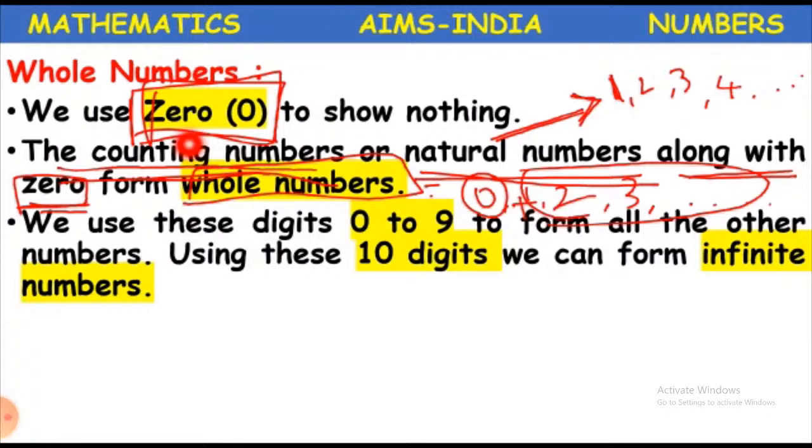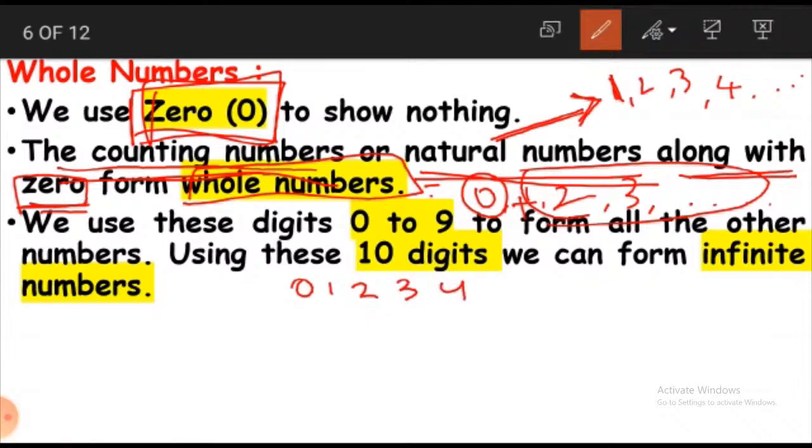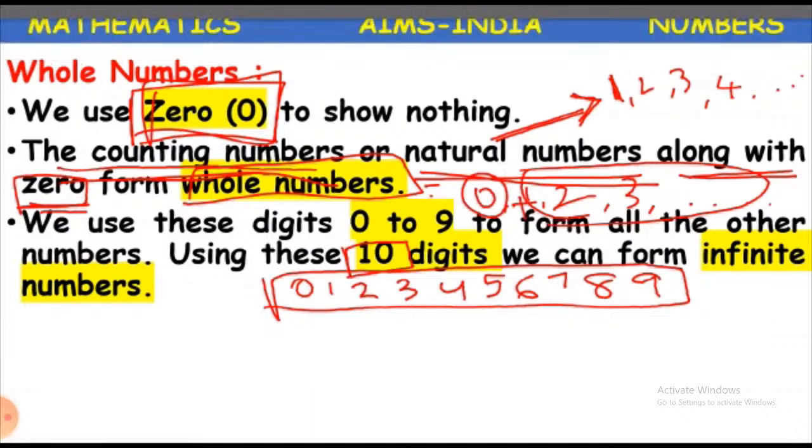We use these digits 0 to 9 to form all the other numbers. Using these 10 digits. What are these 10 digits? This 0 to 9. If we count from 0 till 9, like 0, 1, 2, 3, 4, 5, 6, 7, 8 and 9, we will get 10 digits. So, using these 10 digits, we can form infinite numbers.